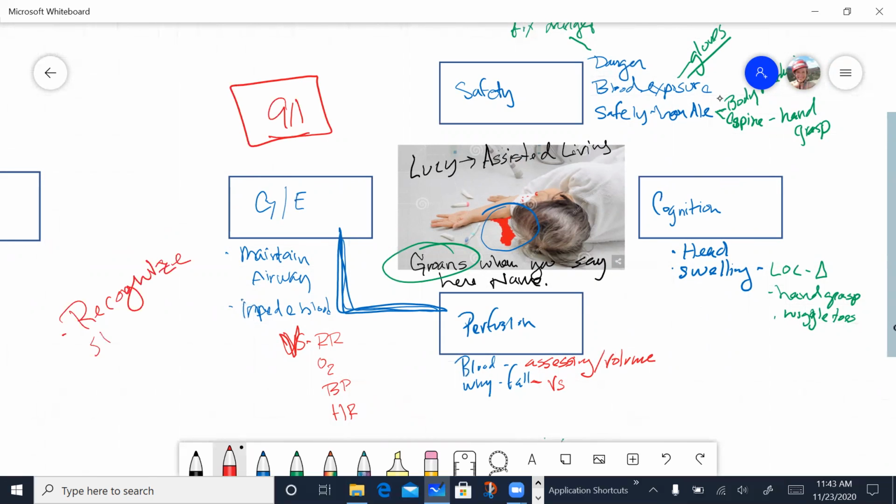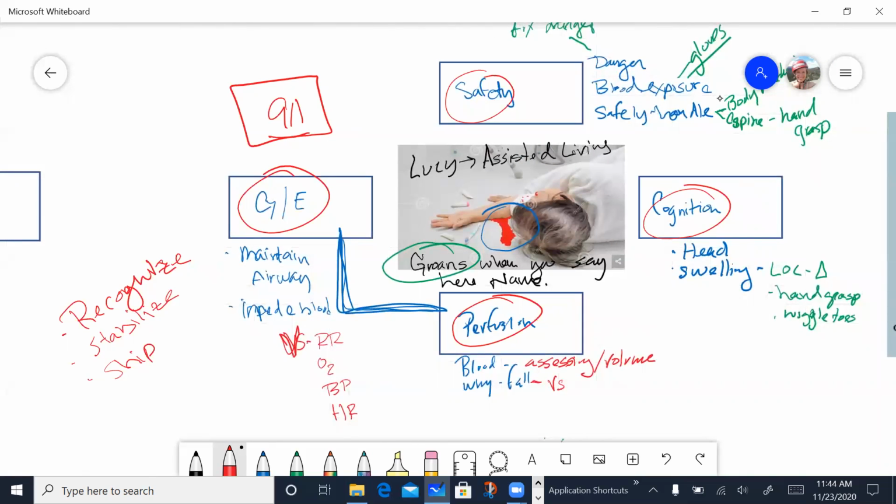And then I'm going to stabilize what I can. When I stabilize, I need to be able to assess each one of these priorities. Otherwise, I'm not going to understand what I'm stabilizing and why and what I need to look for. The other thing that I'm going to do is I'm going to ship her. I'm going to get her to where she needs to be.